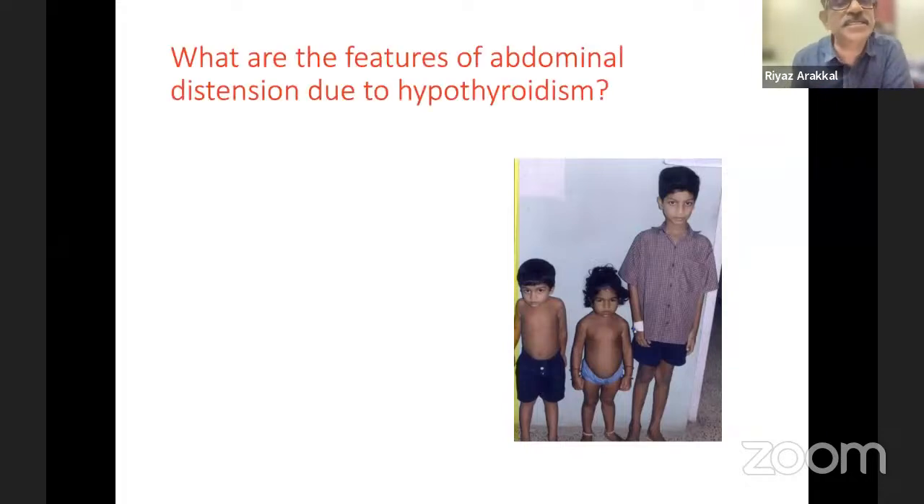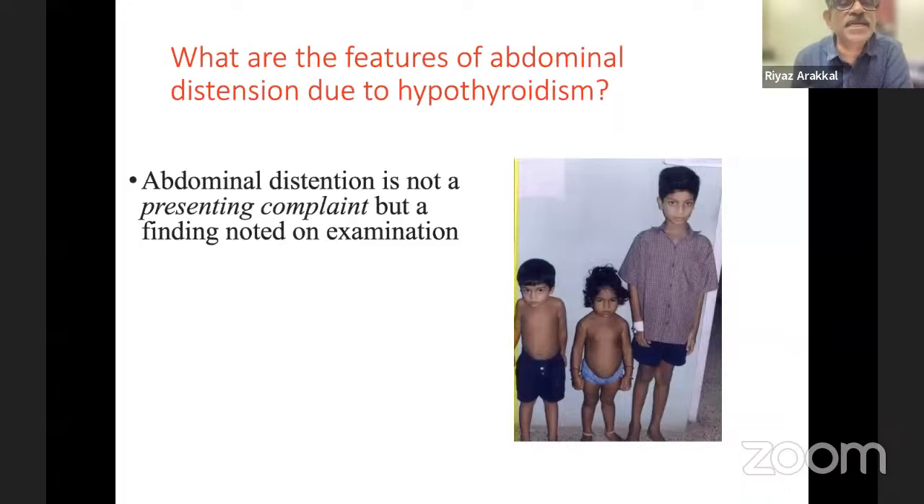Hypothyroidism. Yes, that's right. This is a classic case of congenital hypothyroidism, which was missed for a very long time. We always teach you that congenital hypothyroidism is one of the most important preventable causes of mental retardation in the world. So this child too has abdominal distension.